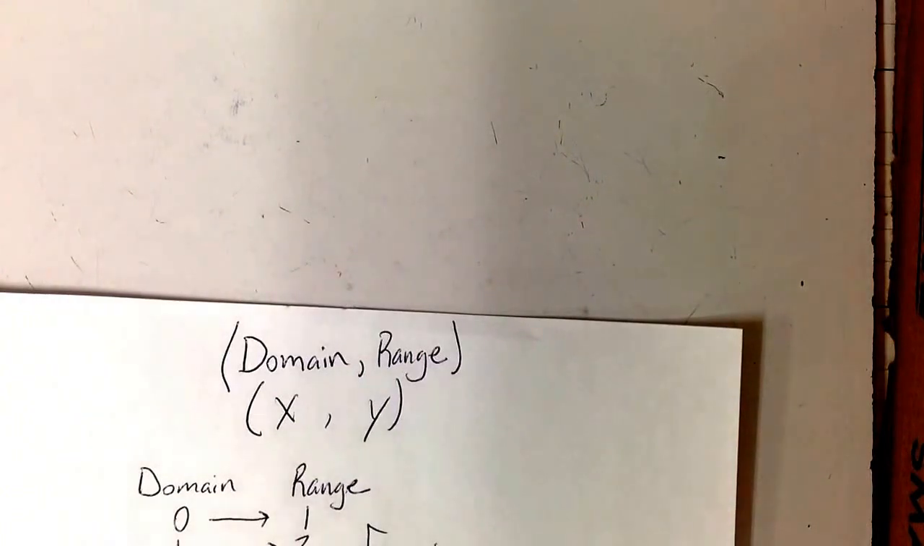Remember, x and y are our coordinate points, but they also represent the input and the output of functions, where the domain is the numbers that you plug in, and your y's will be your output. So domain and range, x and y.